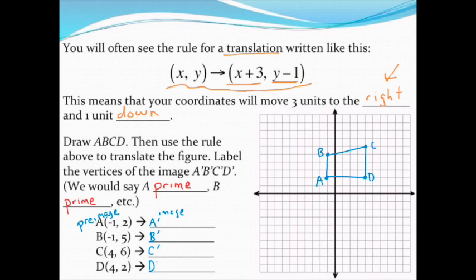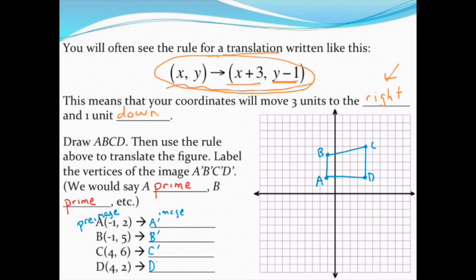You can take each point and move it 3 units to the right and 1 unit down, and that'll be where your pre-image ends up. The pre-image being the first figure, the original figure. The image would be the new one that we make. We could also do this mathematically using this rule up here by adding 3 to our x-coordinate and subtracting 1 from our y. So let's try this using both ways, and you can figure out which way you like better.